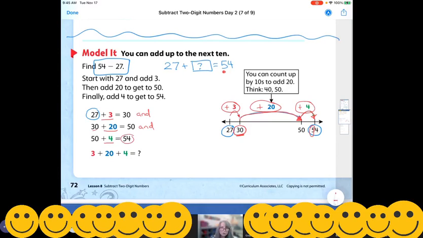So the answer to my problem, this question mark, is when I add all three of my hops together. Just like I taught you how to do, I'm going to put a rectangle around all three of my hops. What did I add? I added 3, I added 20, I added 4.